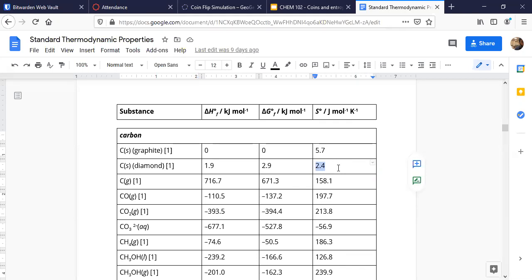It gets us entropies that are so much higher than our entropies were for our coin flipping system. And carbon in graphite is more than double that entropy, but it still is a relatively low entropy. Okay, 5.7 joules per Kelvin per mole of carbon. But on the other hand, the entropy of carbon in the gas phase is really substantial.